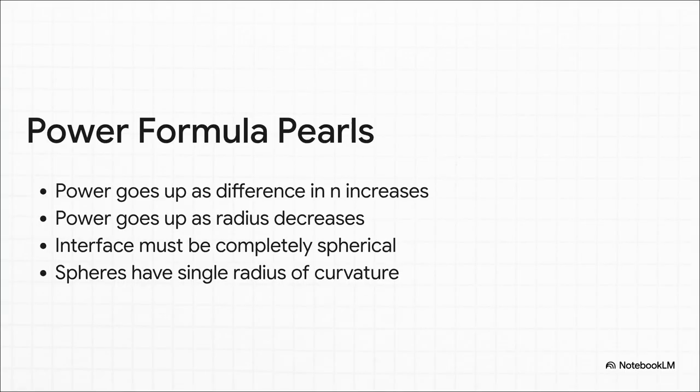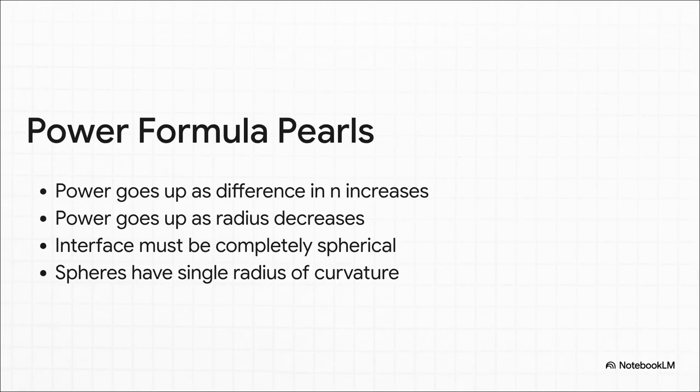Let's wrap this explainer up with our top OCAP pearls for this formula. First, just look at the direct mathematical relationships. Refractive power increases as the difference between the two refractive indices increases. Second, because r is in the denominator, power increases as the radius decreases, meaning a steeper curve gives you more dioptric power. But here is the most critical, often ignored assumption of this entire equation. The refracting interface must be completely spherical in shape. Why? Because only a perfect sphere has a single, constant radius of curvature to plug in for r.